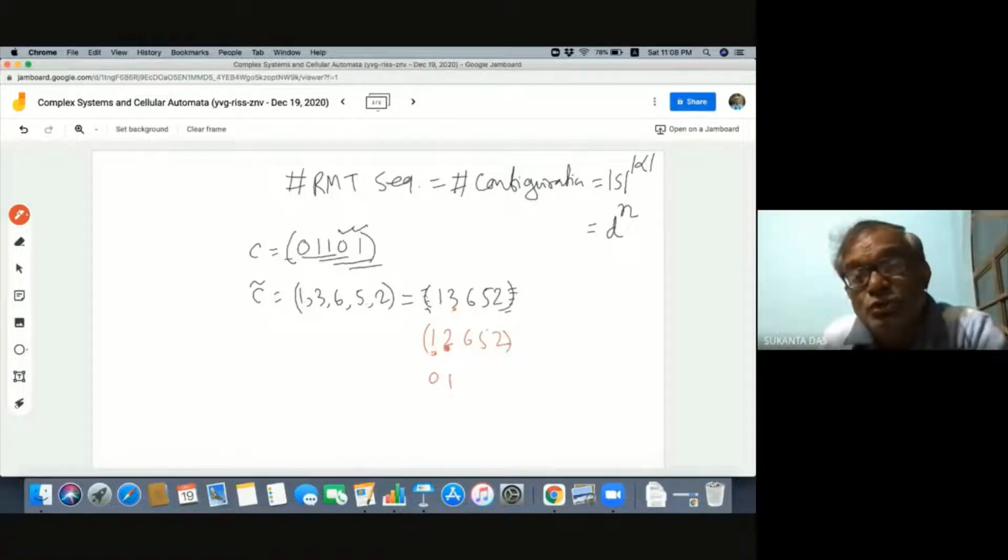Then 2. To get 2 here, I have to put 0 here, right? I have no other option, 2 is given. So it is okay. This is also 2 I get, 0, 0, 1, 0, 2. Next is 6.